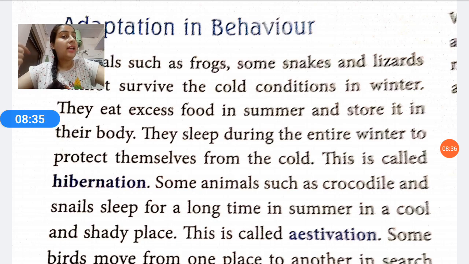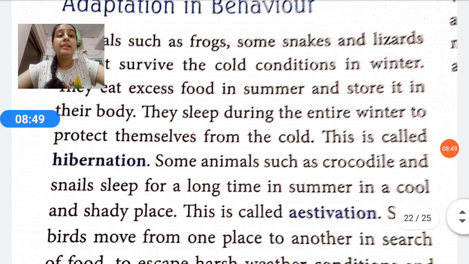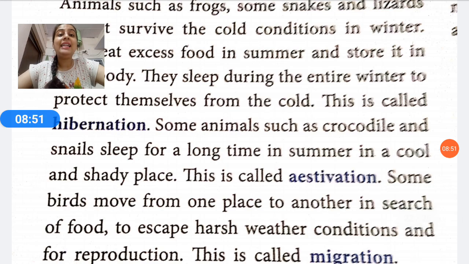Why? Because they are not able to survive the cold conditions in winter. So वो इतना ज़्यादा summer में ही store कर लेते हैं that they don't need to come out in winter. And that process is known as hibernation. It is important. Okay. Some animals such as crocodiles and snail sleep for a long time in summer.